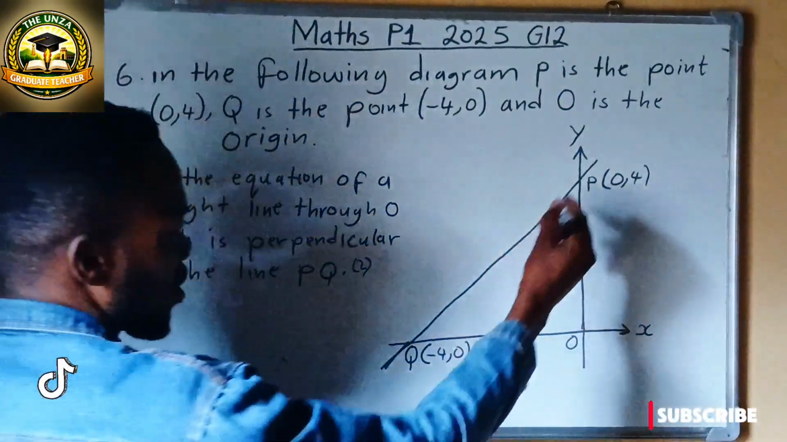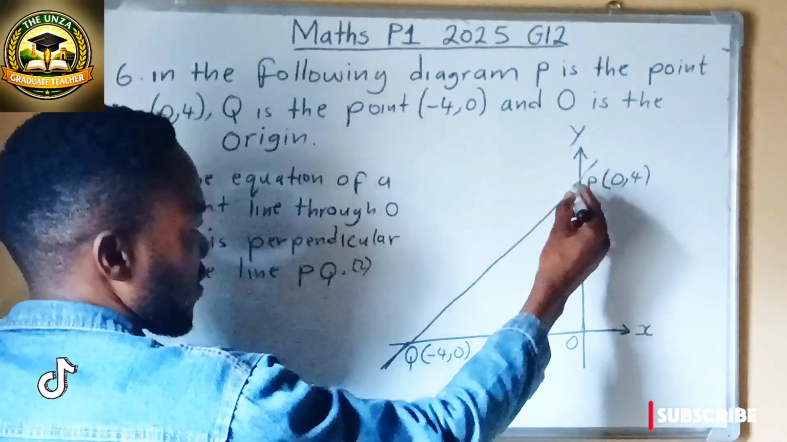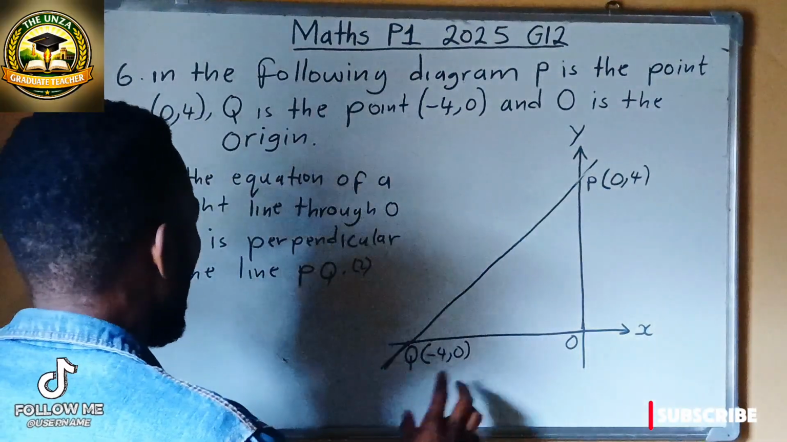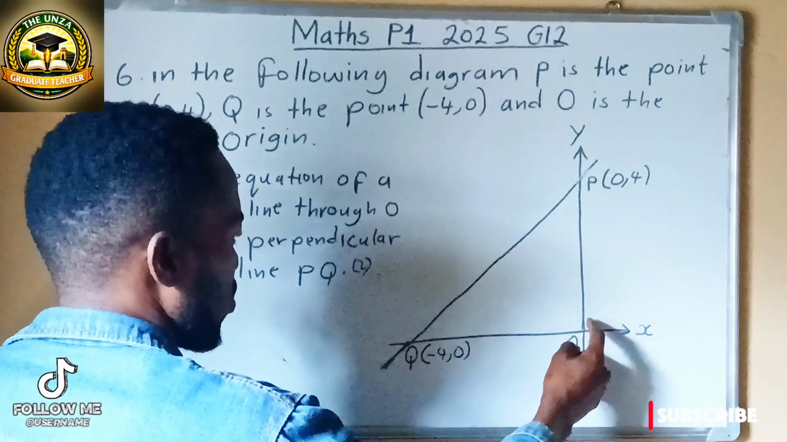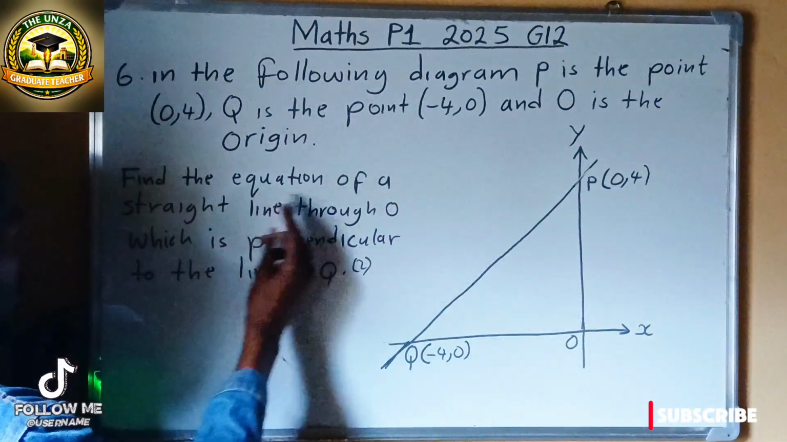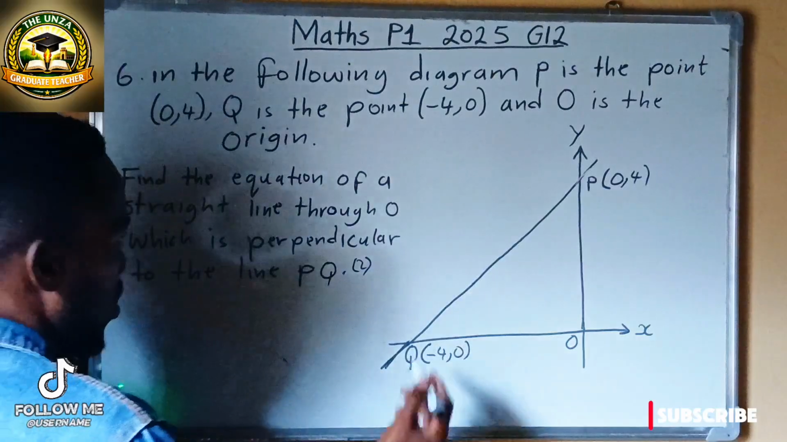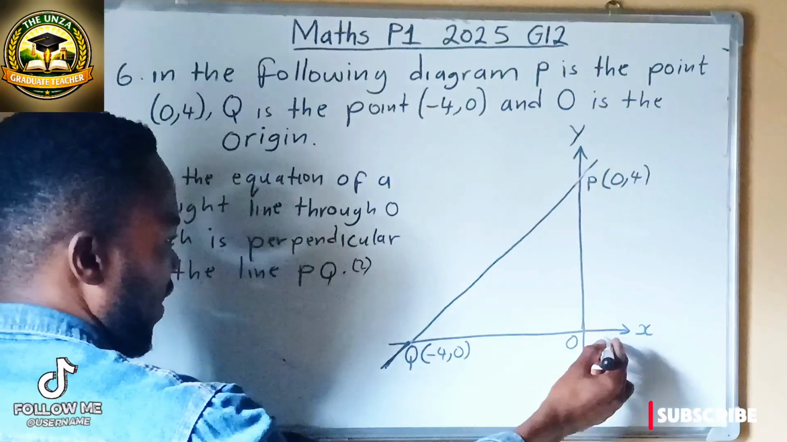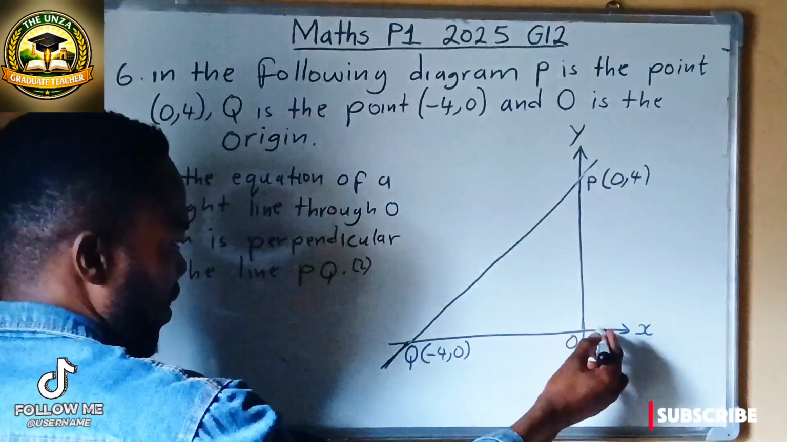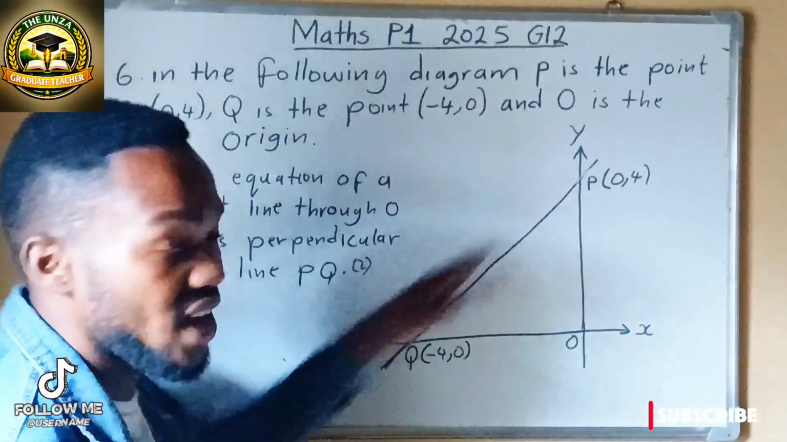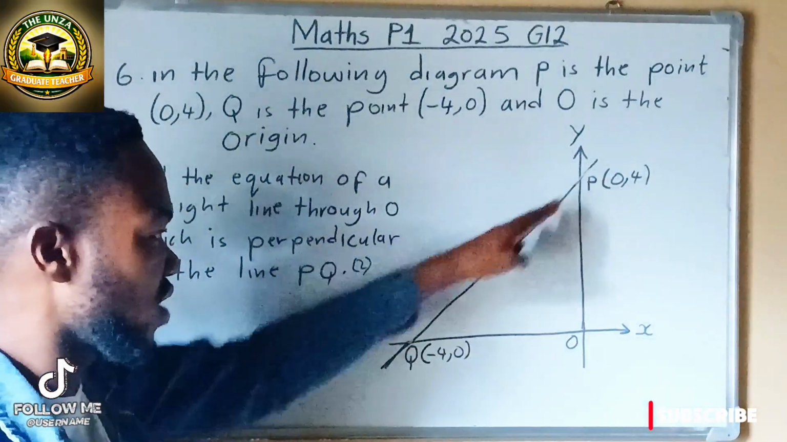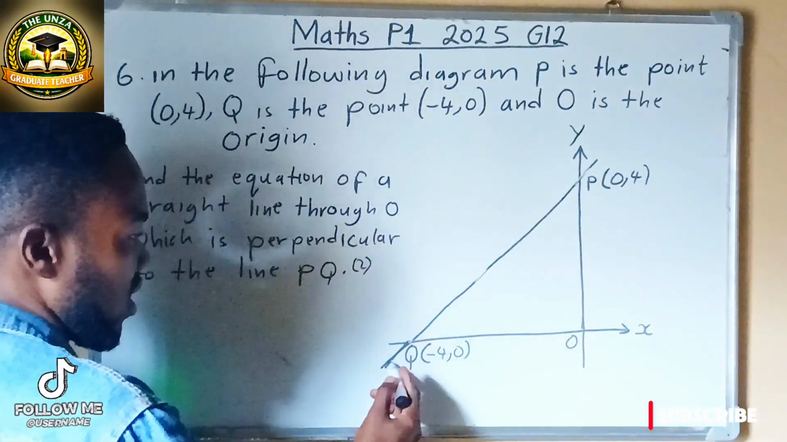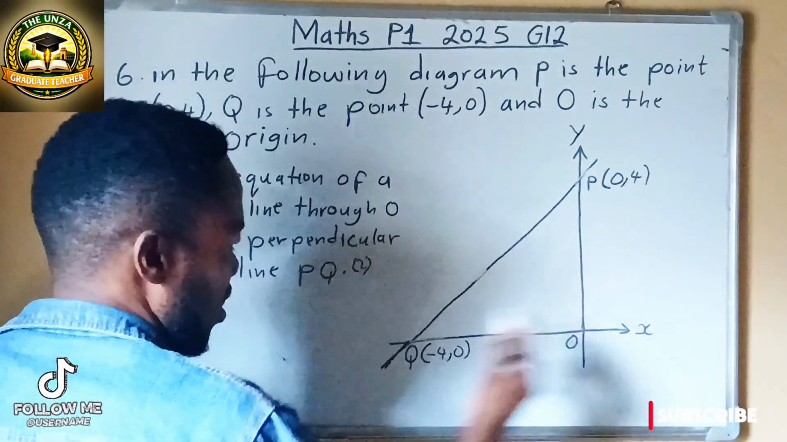So the straight line they were talking about is this. They are saying which is perpendicular to PQ. This question is saying find the equation of the straight line through O, which is here. So the equation that we want to find is this one, which is perpendicular. If they had just said the straight line without it being perpendicular, we would have just solved the straight line. Now which is perpendicular, it means this line that they are talking about.